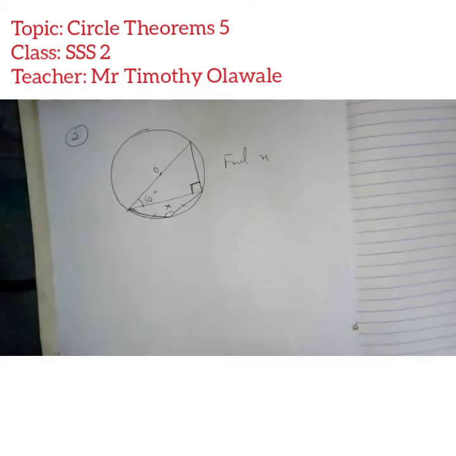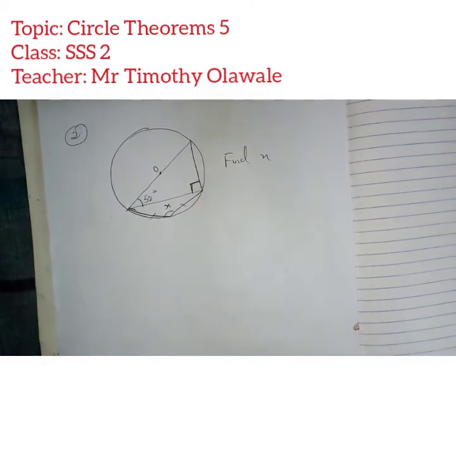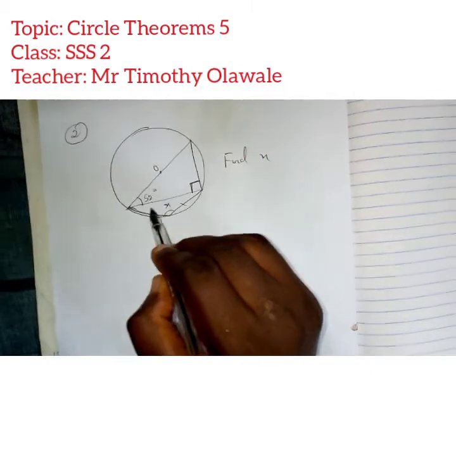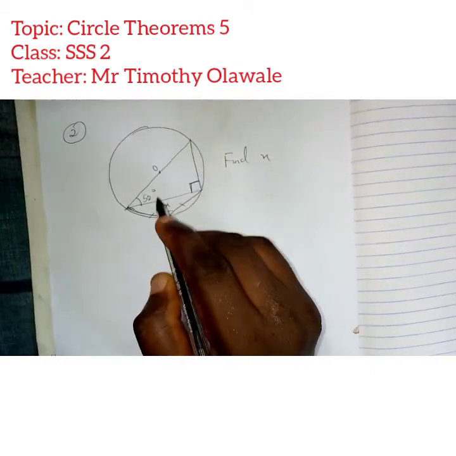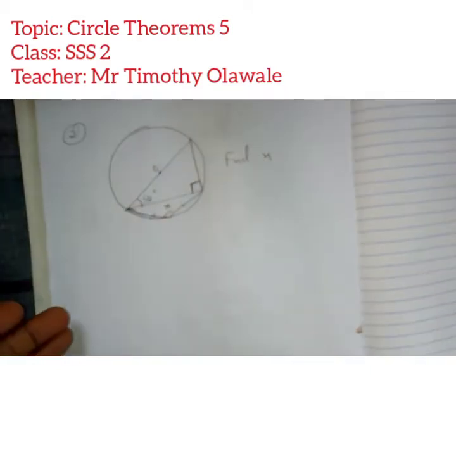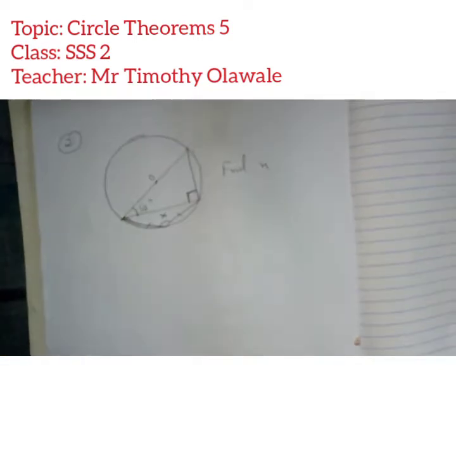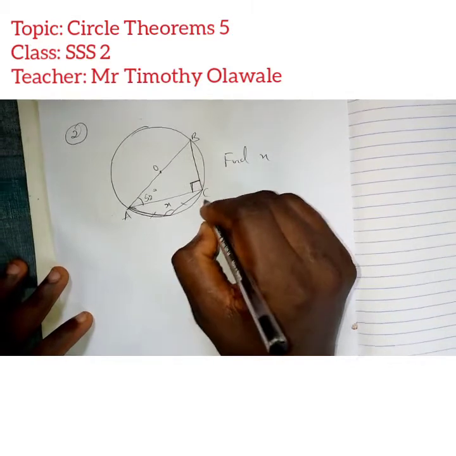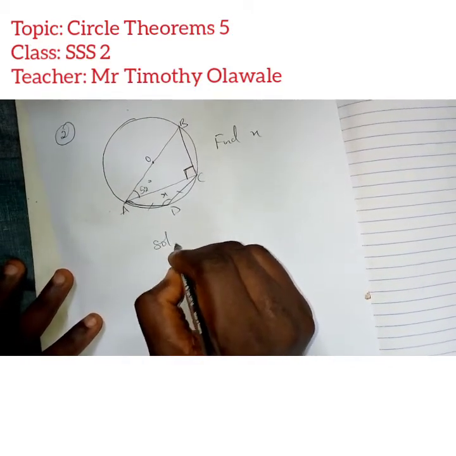Now the next thing I want to ask myself is, is this shape a cyclic quadrilateral? Let's check. 1, 2, 3, 4. So this is a cyclic quadrilateral. The question was not labeled, so you can label it. We can label it as A, B, C, D. Let's write the solution.